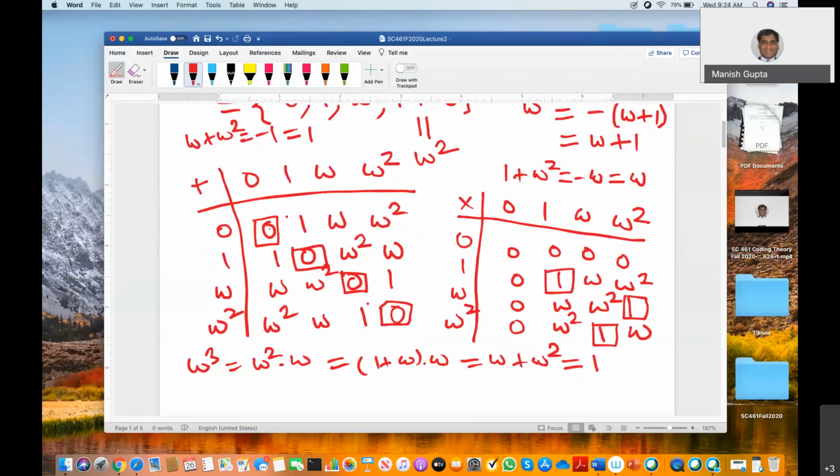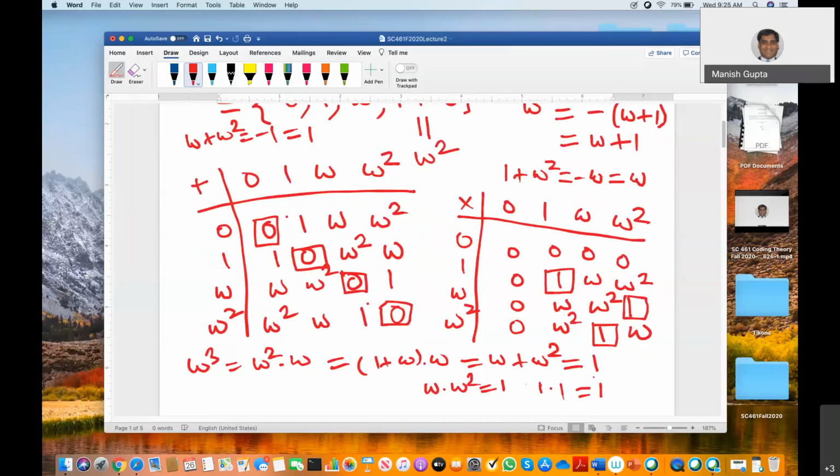0 plus 0 is 0. 1 plus 1 is 0. Right? Then we have omega plus omega is 0 and omega square plus omega square is equal to 0. So every element 0, 1, omega, omega square has an additive inverse. We also have a multiplicative inverse for every element other than 0. 1 into 1 is 1. Omega into omega square is equal to 1. So omega and omega square are inverses of each other. Right? And 1 into 1 is 1.